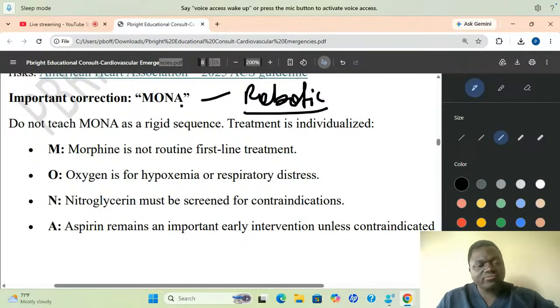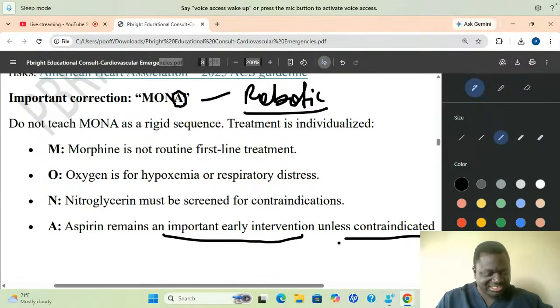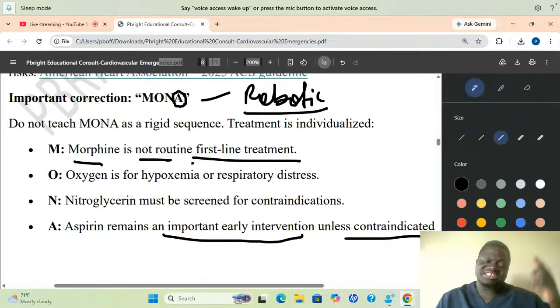The only thing we can confidently say is the aspirin: you give the baby aspirin. So aspirin remains an important intervention unless it is contraindicated. Otherwise, don't skip it. But for the rest, you assess before you give. Morphine is not the first line of treatment. Before, it used to be the first line. Now research and evidence have come, so don't jump and give morphine. The doctors will not even prescribe it for you to see in the treatment card.